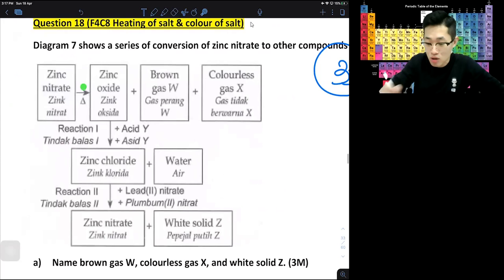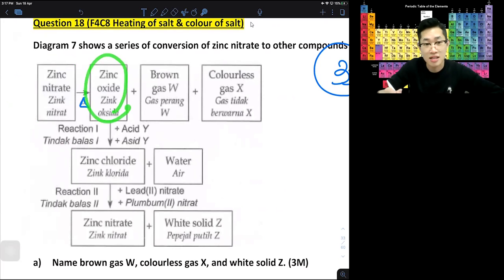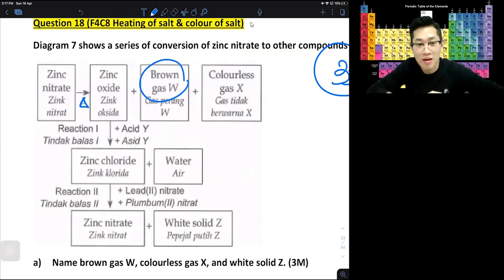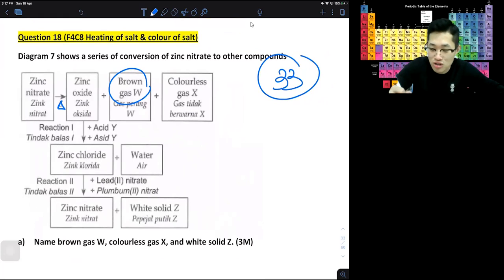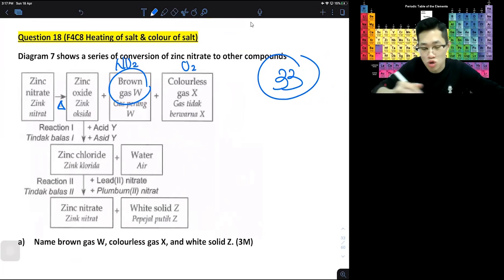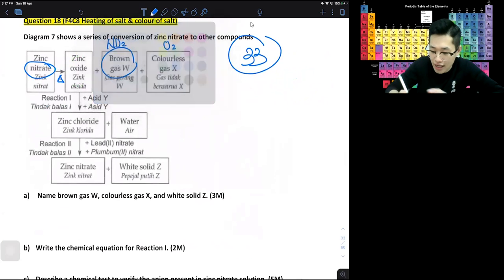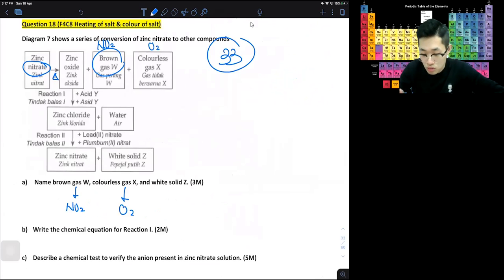Okay, zinc nitrate. Whenever zinc nitrate is heated, it produces a zinc oxide. Brown gas, colorless gas. What is the brown gas? In this chapter, only got one brown gas. When you see brown gas, automatically nitrogen dioxide, good one. Colorless is O2, nitrate, nitrate. NO3 becomes NO2. So when I see brown gas, nitrogen dioxide, this one, O2, white solid Z.